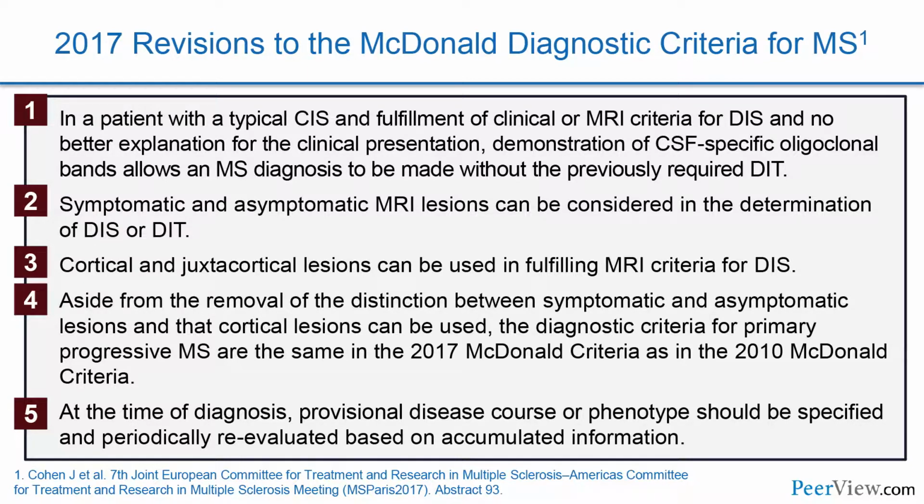Number four, aside from the removal of the distinction between symptomatic and asymptomatic lesions, and the fact that cortical lesions are now allowed to be used, the diagnostic criteria for primary progressive MS is the same in 2017 as it was in the 2010 revised McDonald criteria. Number five, at the time of diagnosis, a provisional disease course or phenotype should be specified and periodically reevaluated based on accumulated information. This is in addition to the 2010 criteria.